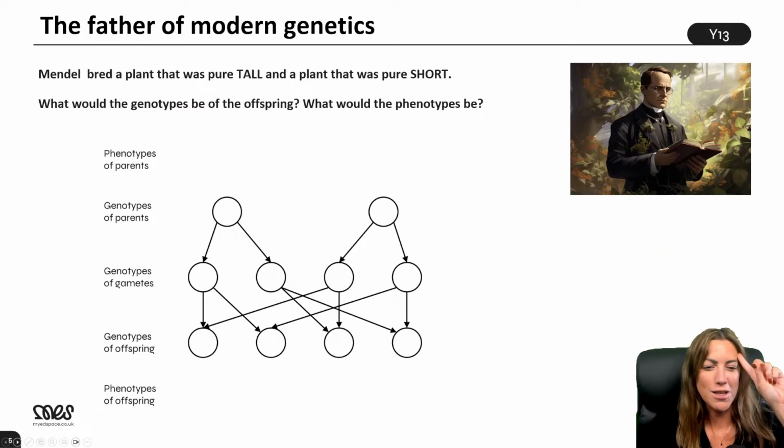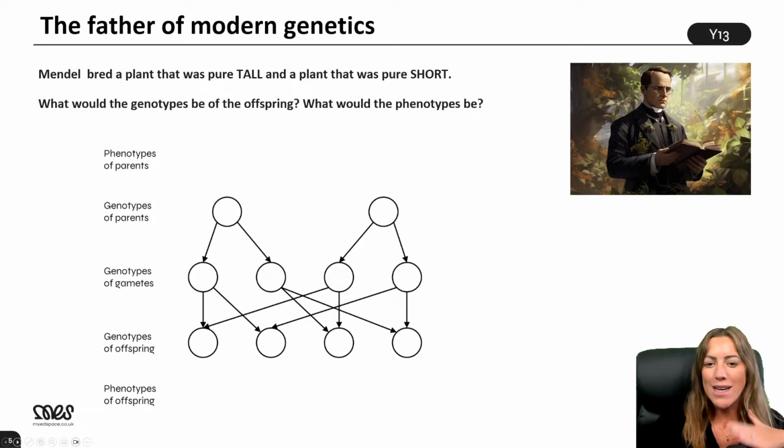So let's do a genetic cross. You're going to think that I'm really old-fashioned here because I've not done it as a Punnett square. I've done it in the way that I was always taught to do it. But we can do a Punnett square as well if you prefer.